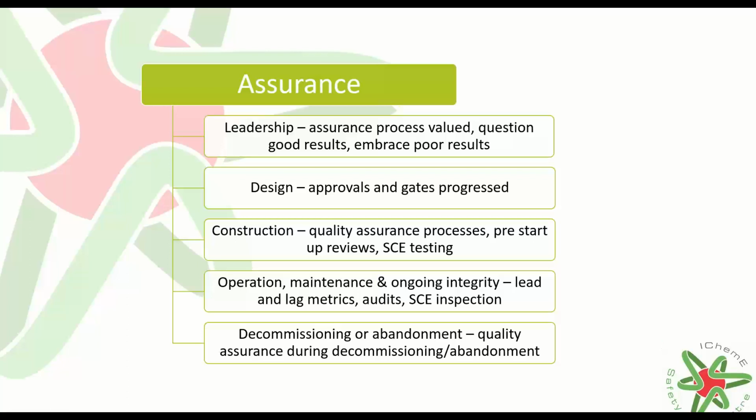So if we think about assurance from that leadership perspective, the assurance process needs to be valued. We need to be questioning some of the good results. If everything's always green on the scorecard, I want to know if it's really green, or is it what we call a watermelon? It's green on the outside, but when you cut it open, it's red in the middle. And we need to embrace the poor results. If something is red on the scorecard, well, that actually tells you you've found something that you can fix. So it gives you something to focus on in fixing. Not fixing the number on the scorecard, but fixing the reason for the number on the scorecard is the important part. So challenge the good, embrace the bad.